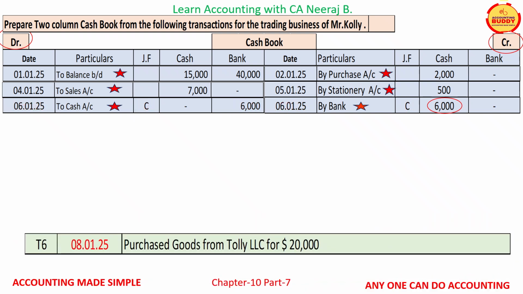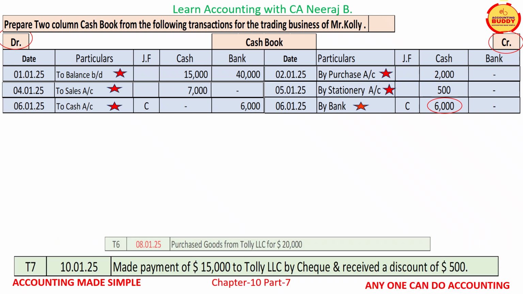Transaction T6 is on 8th of January 25. The business purchased goods worth $20,000 from Tully LLC. Since goods are purchased on credit, this transaction will not be recorded in the cash book.